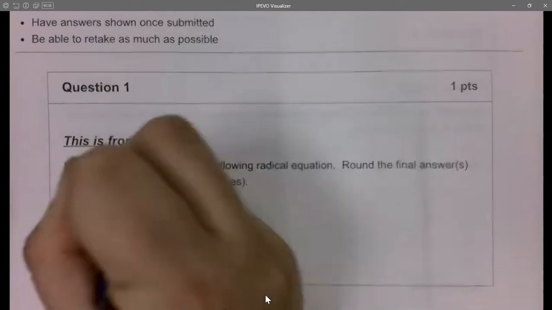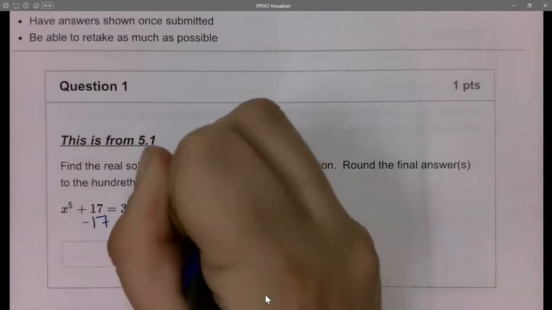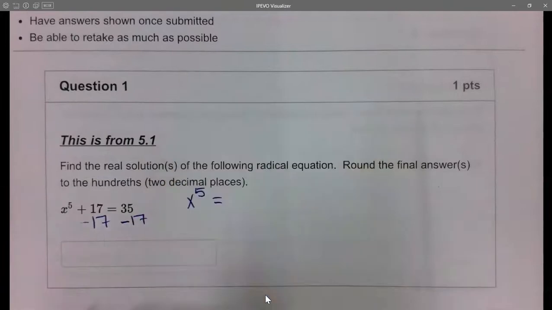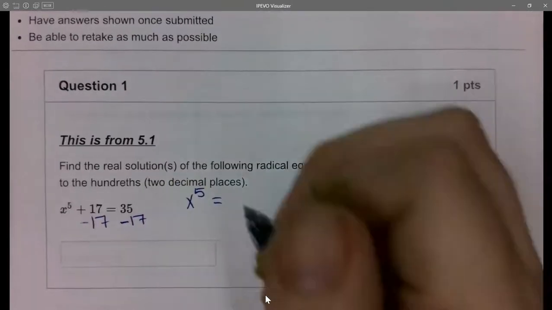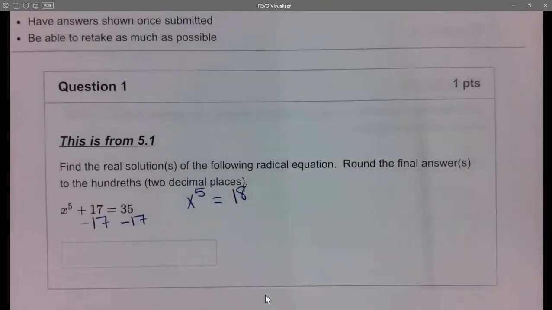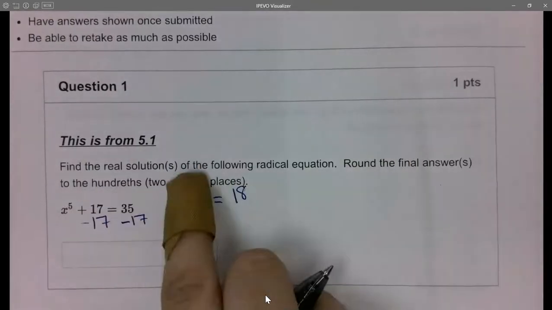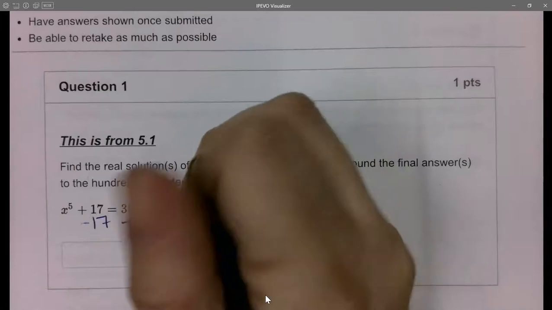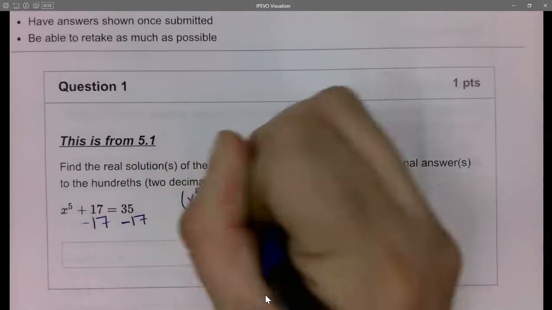So I want to start off by subtracting 17 on both sides. Then I get x to the 5th. 35 minus 17 is 18. And then I want to get rid of this 5th exponent. So what I want to do is raise it to the 1/5 power.